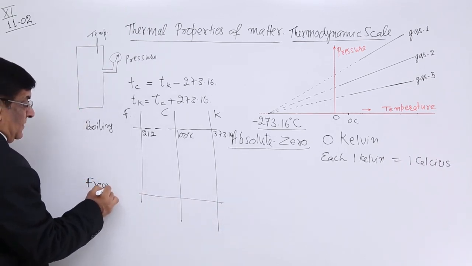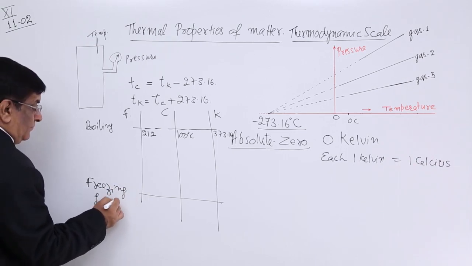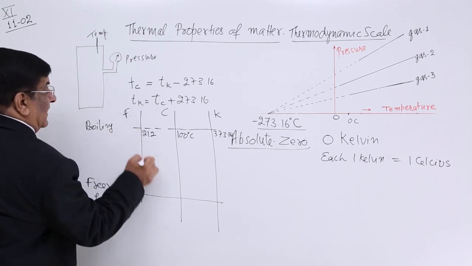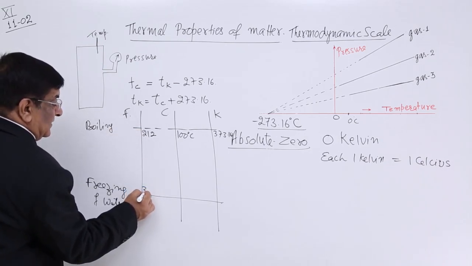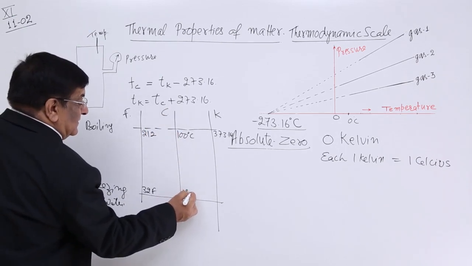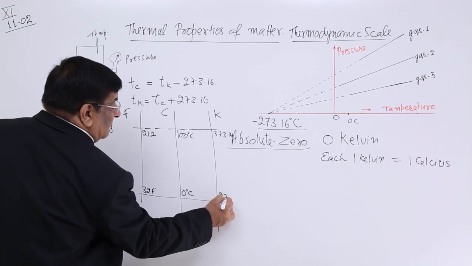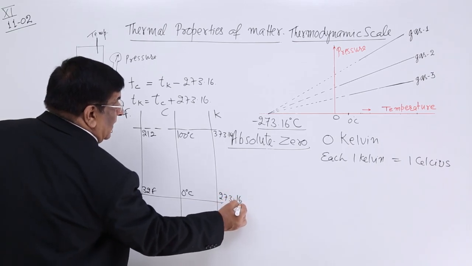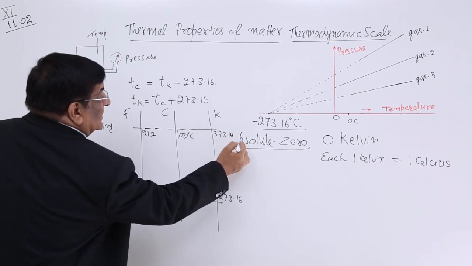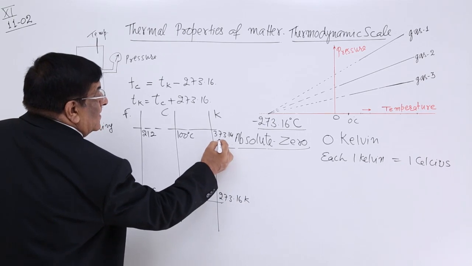Freezing temperature, freezing of water. This temperature in Fahrenheit is 32 Fahrenheit. In Celsius scale it is 0. In Kelvin scale it is 273.16. That is 273.16 Kelvin.